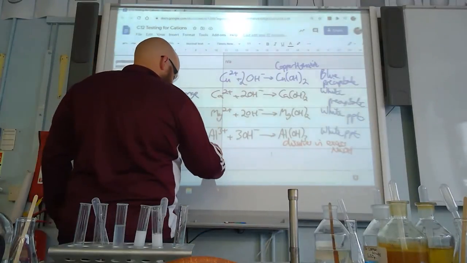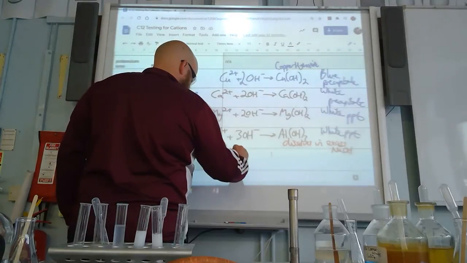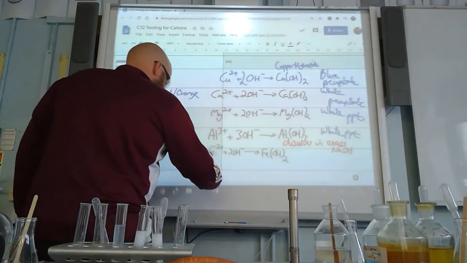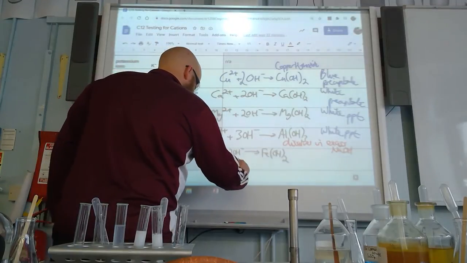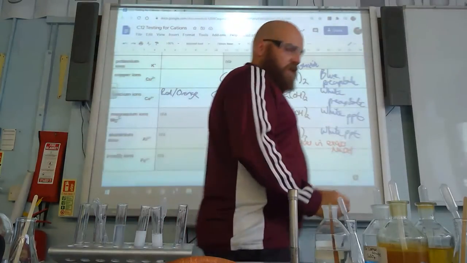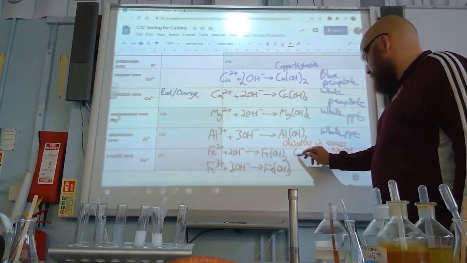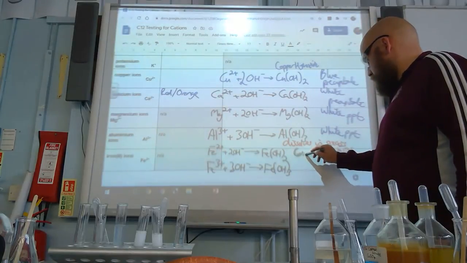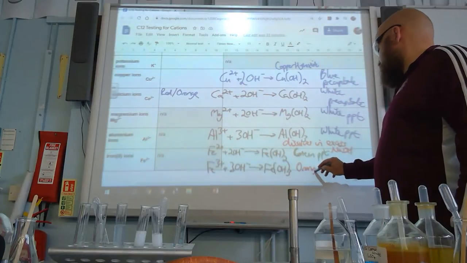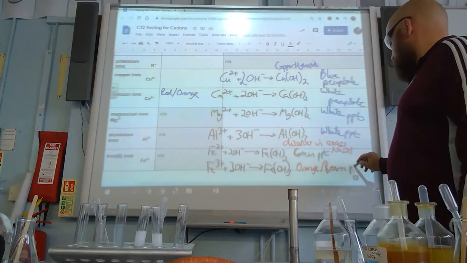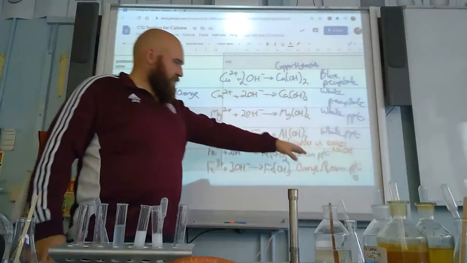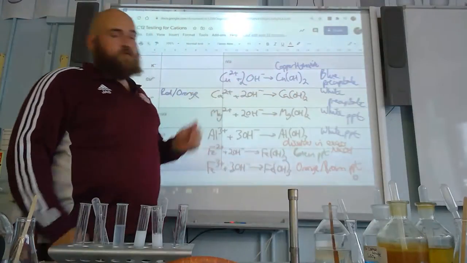So if we do Fe2+ plus 2OH- makes Fe(OH)2, and then Fe3+ plus 3OH- makes Fe(OH)3. And what were the colours? One was a green precipitate, so this one was green. A green ppt. And the other one was like an orangey brown. Okay, so you can clearly see three of the precipitates were coloured, as in green, orangey brown, and blue. And three of them were white.